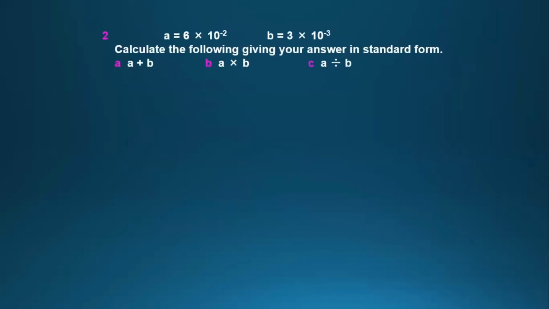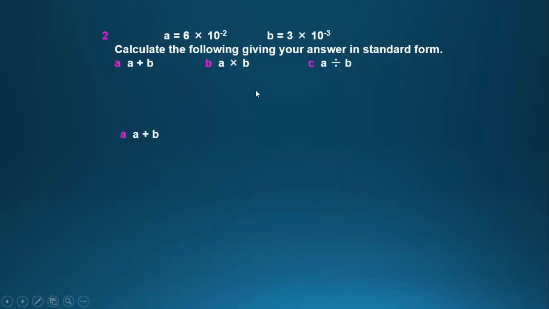Now calculate: A is equal to 6 multiplied by 10 to the power minus 2 and B is equal to 3 multiplied by 10 to the power minus 3. Calculate A plus B, A multiplied by B and A divided by B. So we did this with the large numbers. Now let us do this calculation with small numbers.